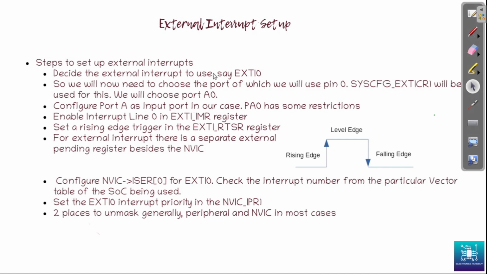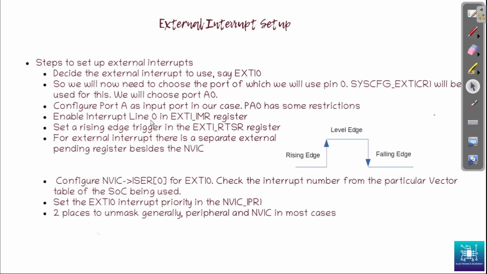So we decided what interrupt to use, say EXTI0. We have no other choice because the board only presents us with port A0 connected to the user pin. Of course, we'll not need to choose the port, so it will be port A0. Now configure A as an input port, and port A has some restrictions because it's used for wake up and other things, but we'll not consider that here. So we are using port A0 purely as an input interrupt.